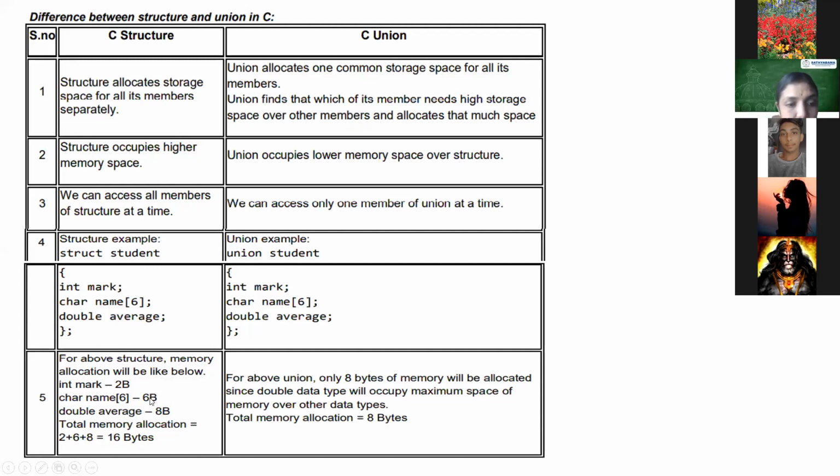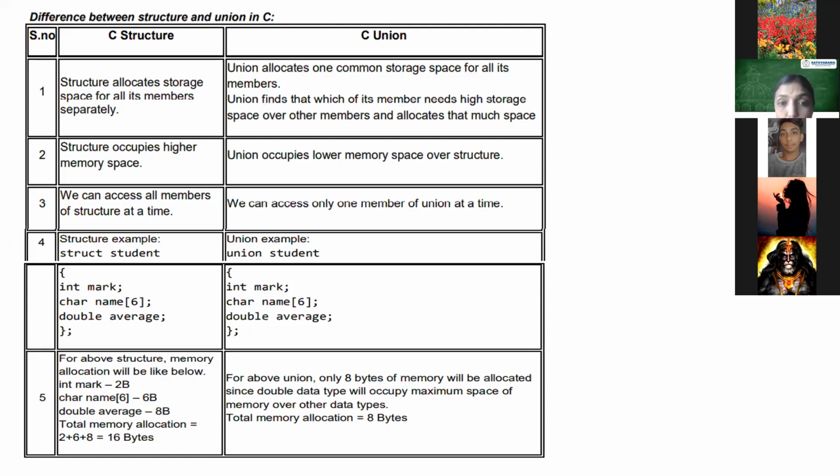So total is 8 plus 6 plus the rest, so here you have 16 bytes, but with the union you have only 8 bytes. That is the difference between union and structure. A structure allocates different storage space for different data type members, but a union allocates common storage space. That is very important. It allocates memory spaces separately for all the data type members, but a union allocates one common storage space for all the data type members.